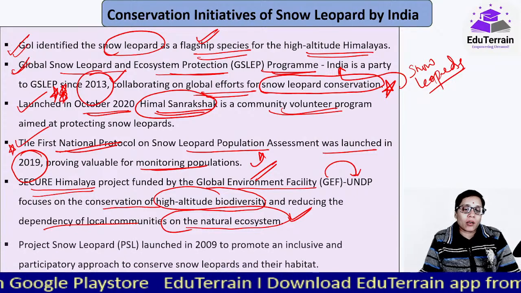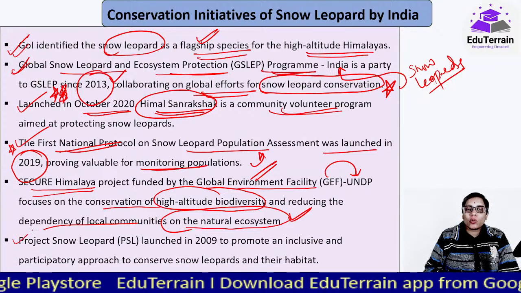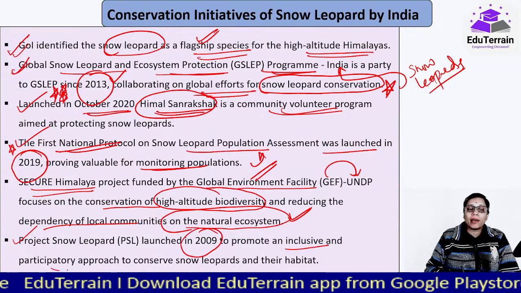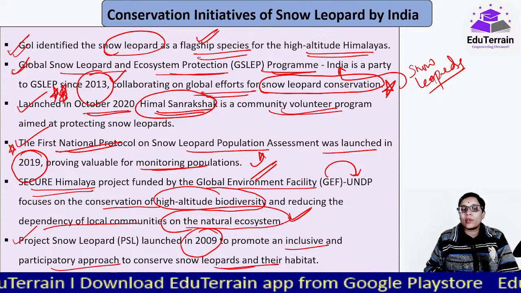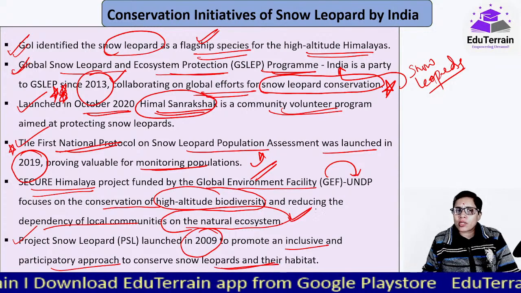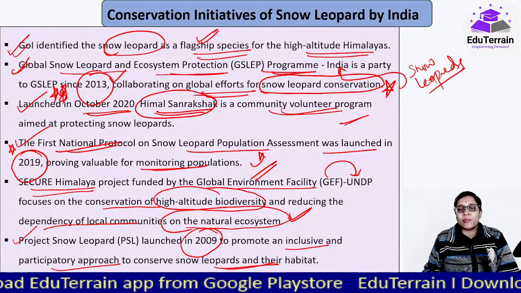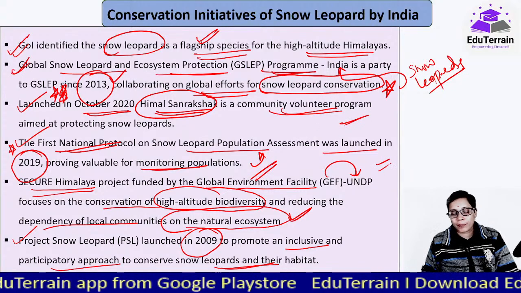Okay, now Project Snow Leopard was launched in 2009 itself to promote an inclusive and participatory approach to conserve snow leopards and their habitat. This was launched in 2009 itself. After that, all these initiatives have been taken up as I have highlighted here.